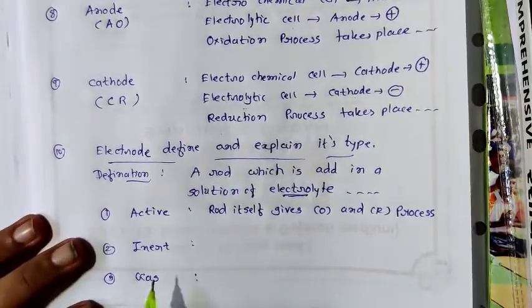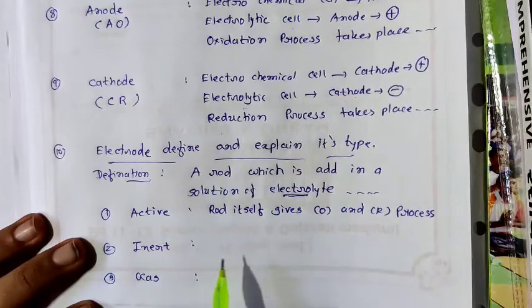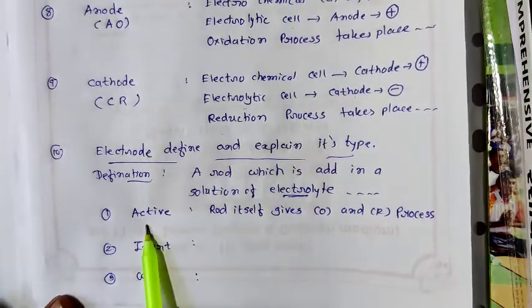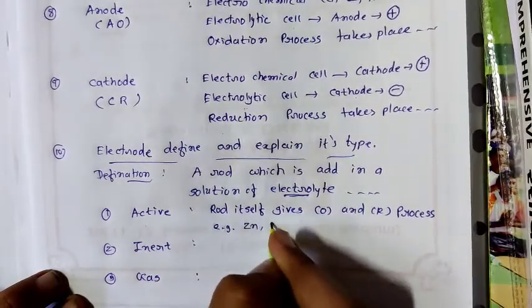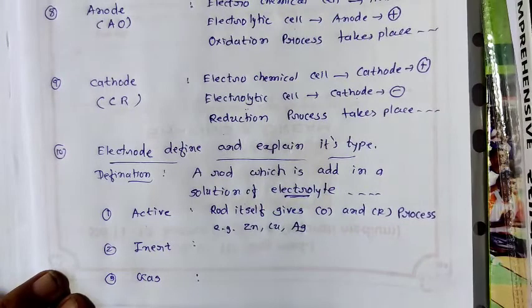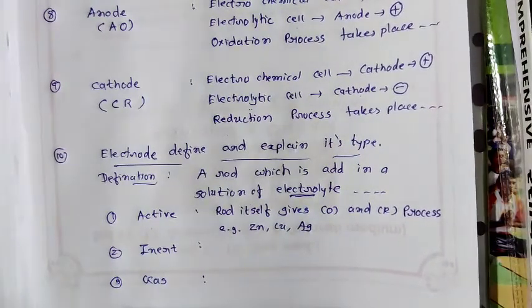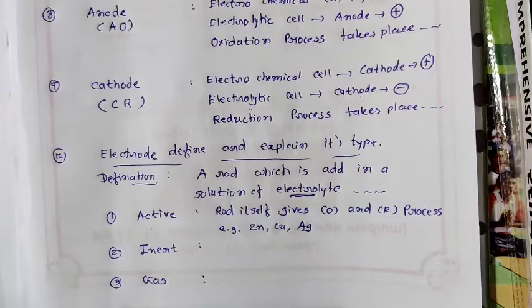This is a very important point. The rod itself undergoes the oxidation and reduction process. This rod is known as an active rod. Just see, we have examples: zinc, copper, Ag. If we add a zinc, copper or silver rod in any electrolyte solution, at that time zinc, copper and Ag will themselves oxidize, or this type of rod will reduce. So this process is known as an active process, active electrode. This is an oxidation reduction redox process, but this rod is known as an active electrode.